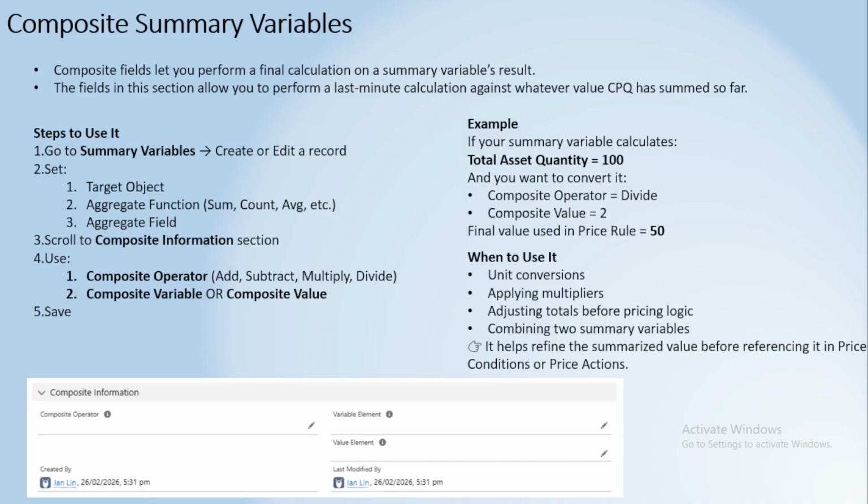What is the summary? We have created the summary variables. What is a composite summary variable? Composite summary variables are used whenever I want to perform a final calculation on the summary variables. Suppose I received a value and now I want to convert the units, or put some calculations on that, addition, division, multiplication, or club two summary variables together and then get that value. So how can you do that? I can utilize this composite information.